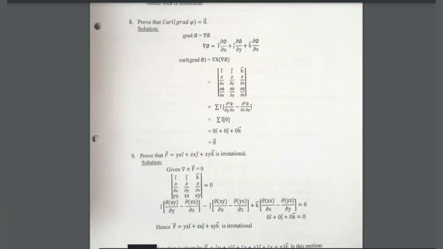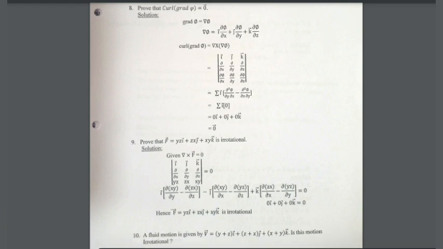Our next 2 mark question is prove that curl of gradient phi equals 0. First of all I am taking gradient phi, then I will apply curl. Gradient phi is nothing but del phi. We know the formula for del phi, that is i vector dou phi by dou x plus j vector dou phi by dou y plus k vector dou phi by dou z. Now I am taking curl of gradient phi, here also del cross del phi.